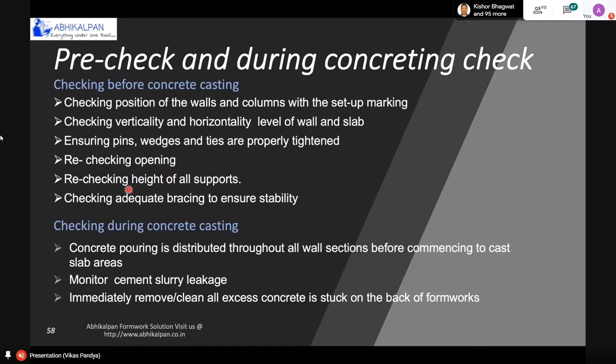After that, we have to check the support height. All supports should be firmly supported by the slab. They should not be in the air. Otherwise, you will not get the exact deck panel.